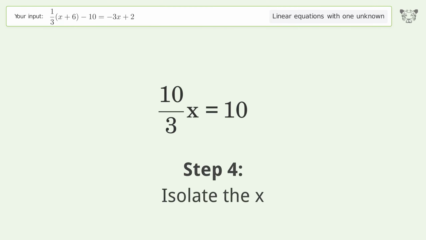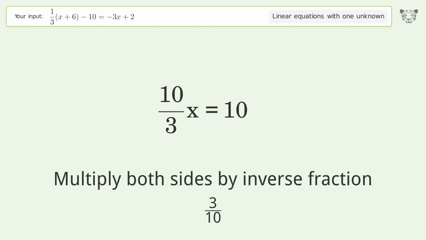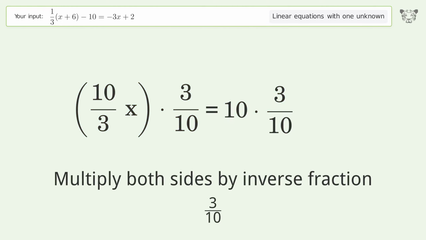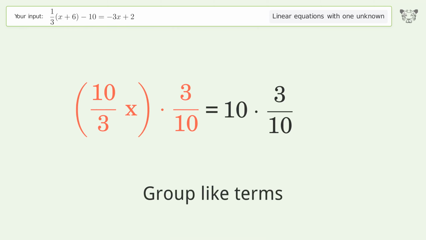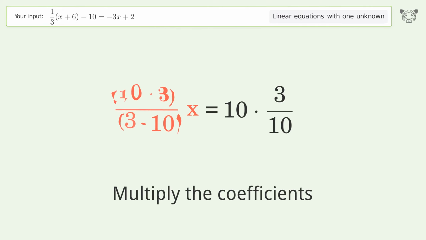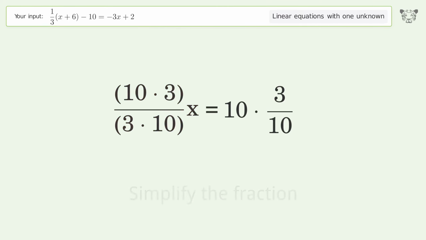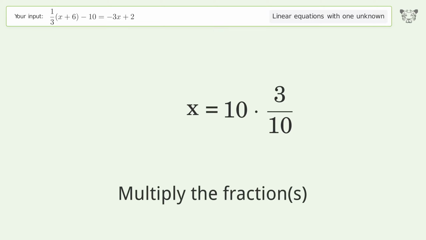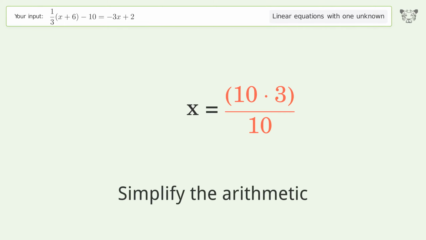Isolate the x. Multiply both sides by inverse fraction 3/10. Group like terms. Multiply the coefficients. Simplify the fraction. Multiply the fractions. Simplify the arithmetic.